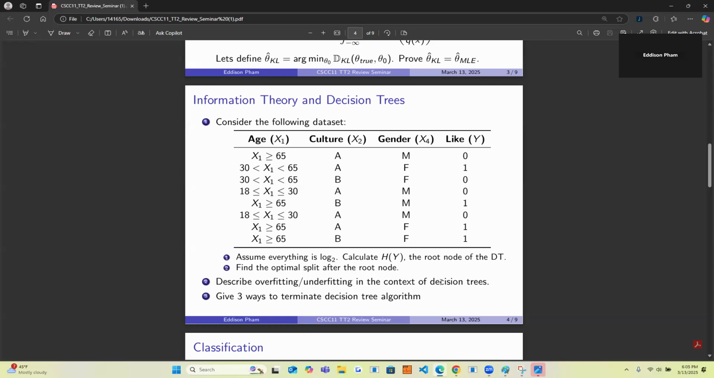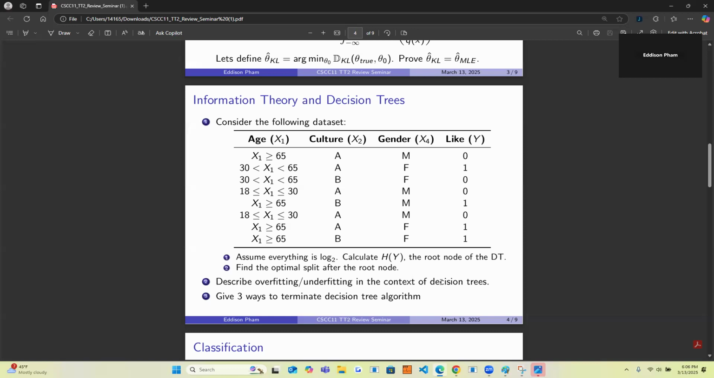Underfitting. As for underfitting, it's kind of like the opposite effect. Can anyone tell me what underfitting looks like in the context of decision trees? Remember, the deeper your tree, the more complex it is, the more complex structure it has. So what happens when your decision tree underfits? Yes, exactly. When the entropy of each leaf node is way too high, or in this case, when your tree is not deep enough. That's what happens when your decision tree underfits.